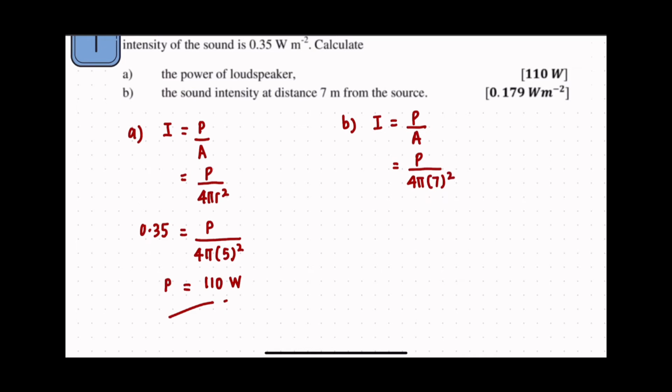So, the power here is 110, because we use the same loudspeaker. That's why the power is constant. Right, so substitute the values and then we get the sound intensity is 0.179 watt per meter squared.